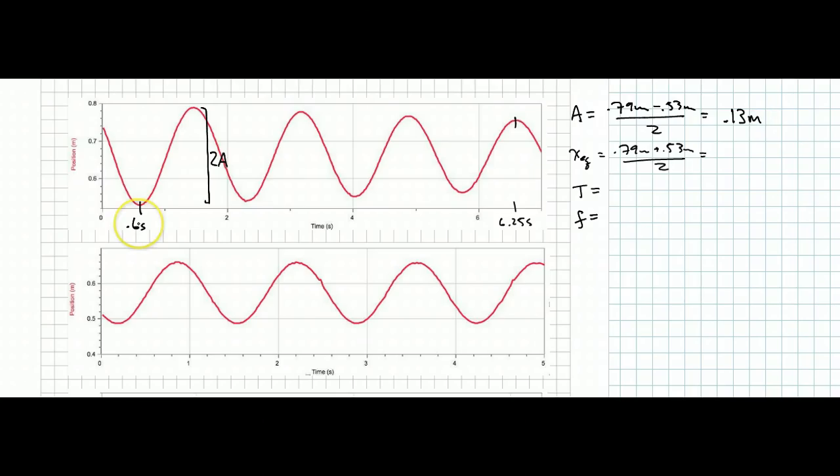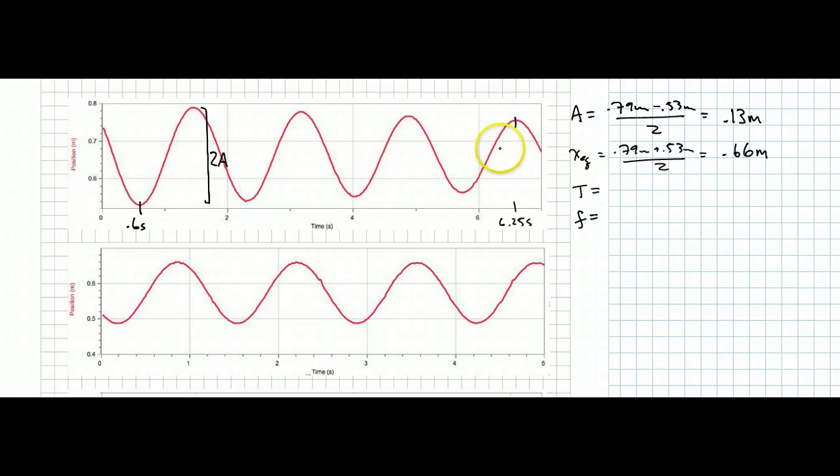So the equilibrium position is the average position of the top and the bottom. That's right, the midpoint between, or I can take my 13 centimeters and add it to the bottom, or subtract from the top. Either way, I get 66 centimeters.